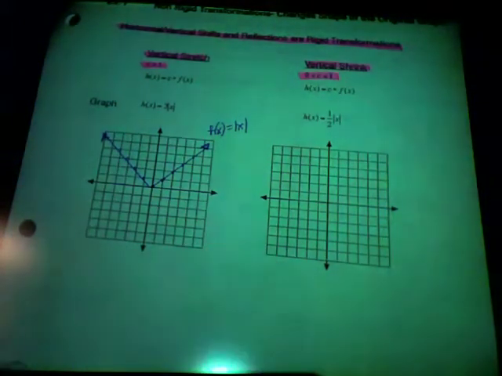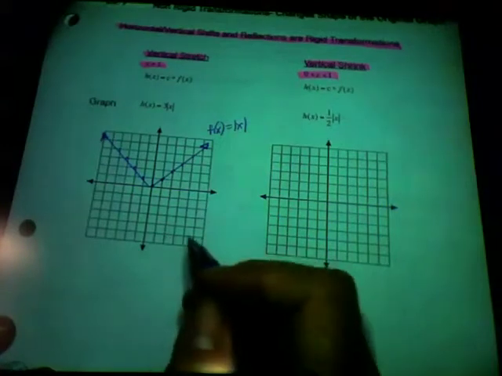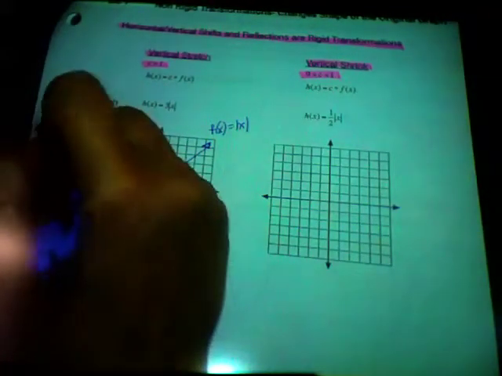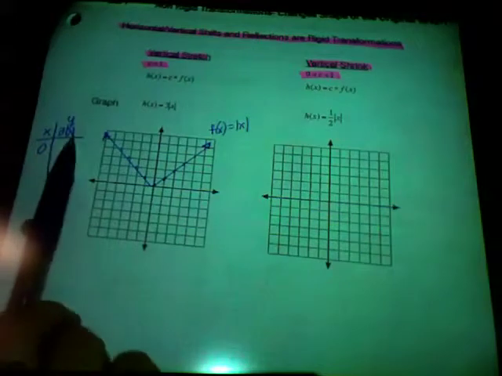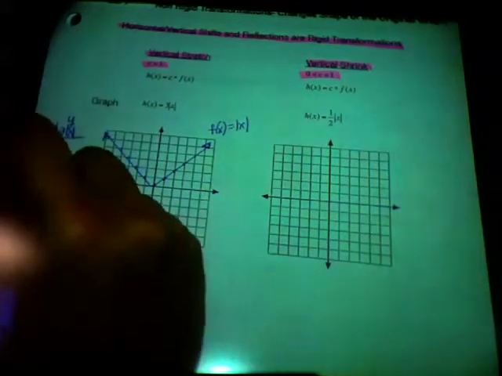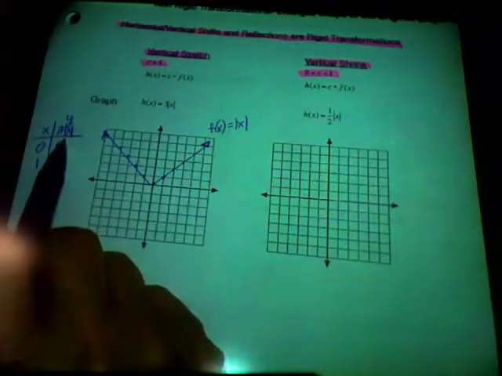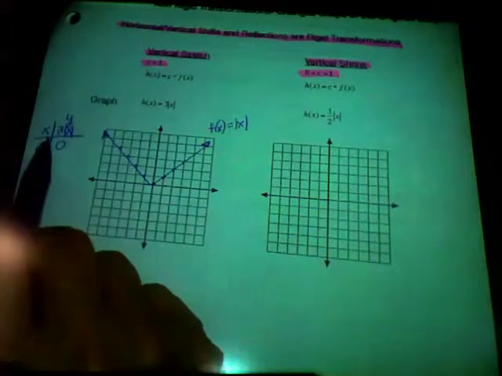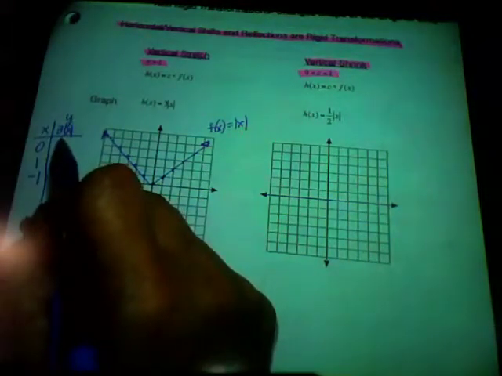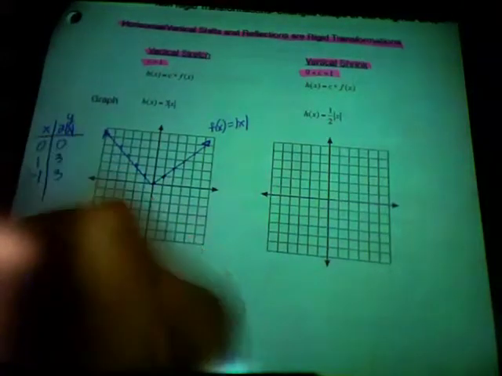Then down here, let's do a table of values. So let's do it over here to the left. So x, and then my y is going to be 3 absolute value of x. So if x is 0, what's the absolute value of 0? 0 times 3? Still 0. If x is 1, what's the absolute value of 1? 1 times 3? 3. What if x is negative 1? What's the absolute value of 1? 1 times 3? 3. And we'll do 2 more.